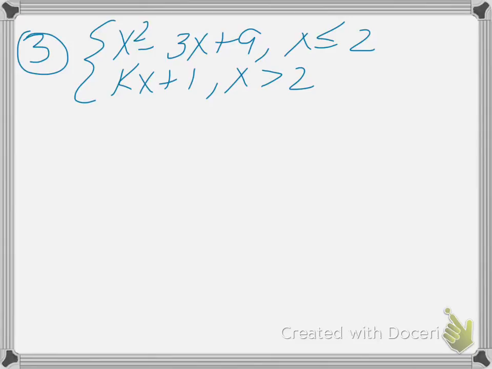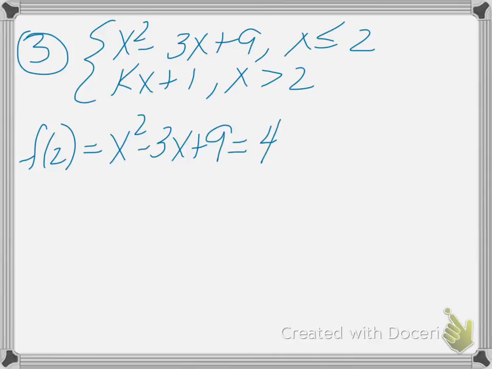Okay, this is number 3, and the answer was C. This is a continuity problem, so the first thing you're going to want to do is f of 2. You're going to use the first function. And when you do that, you should get 4 minus 6 is negative 2. Negative 2 plus 9 is 7.